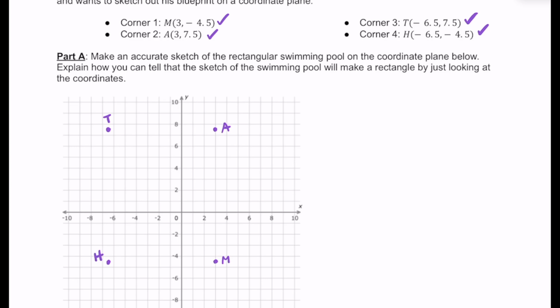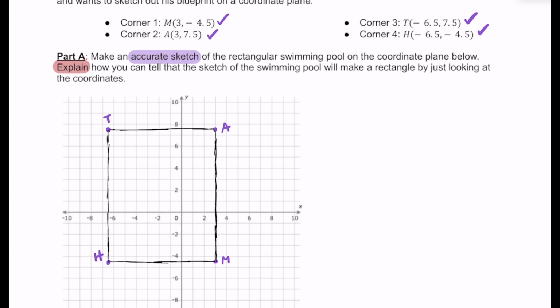Alright, so connecting these points here, it looks like we have a rectangle like this. So it looks like we took care of that sketch of this swimming pool, and now let's see what we have to do next.